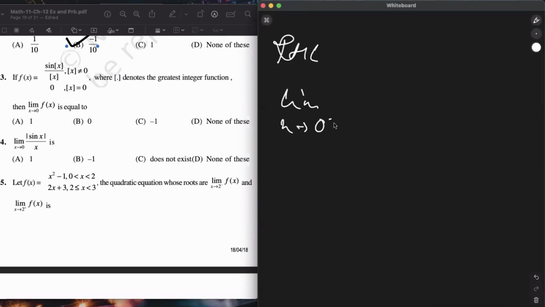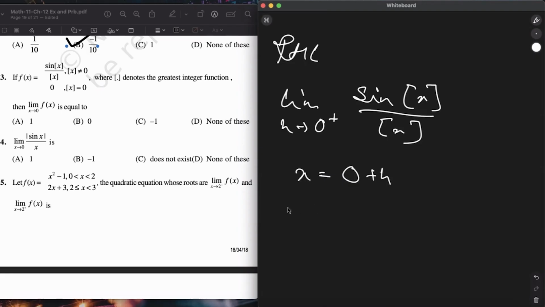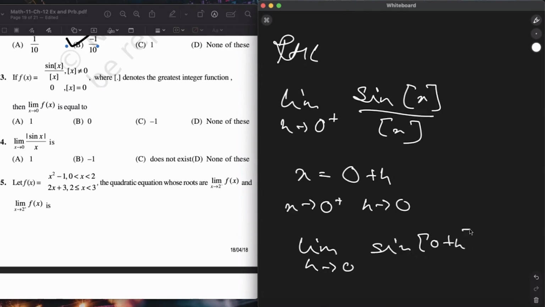We'll be getting a 0 plus, and again the same function, gif of x divided by gif of x. So x has been given to me as 0 plus h. Now as x must approach 0 plus positive, h must be tending to 0. All right. Now I'm just going to write it as h tends to 0 and sine 0 plus h divided by 0 plus h. Now as h is like 0.0000001, it is greater than 0. The greatest integer trailing that number is 0.